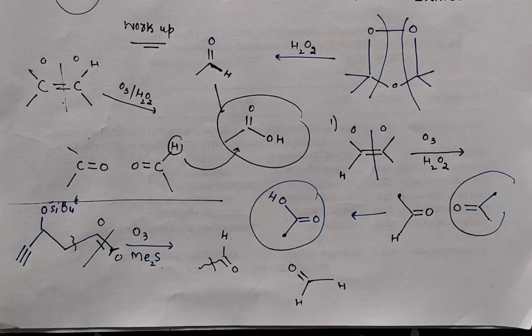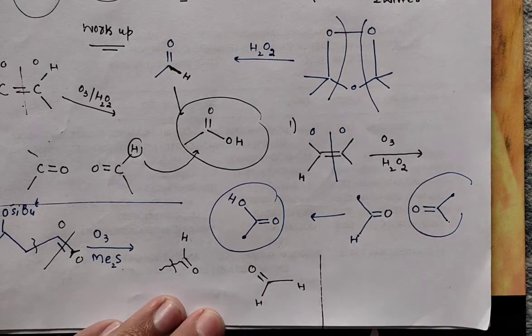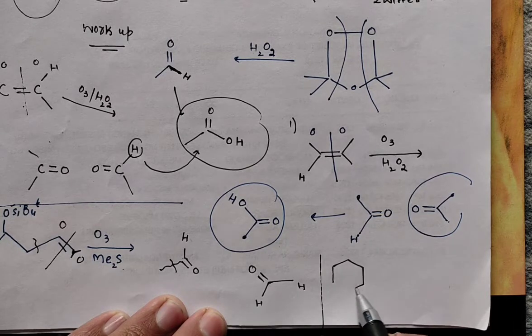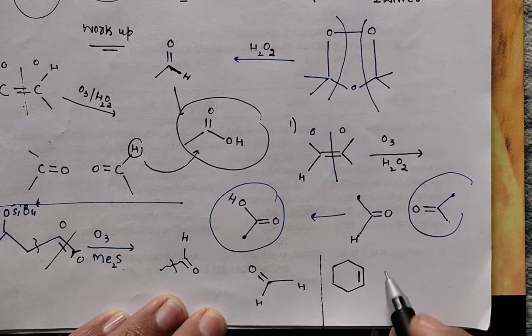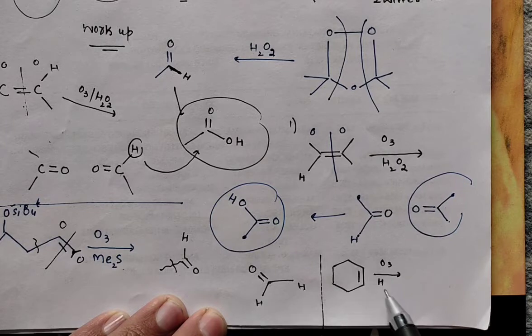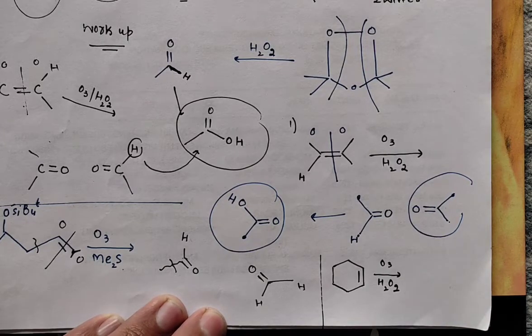Let's take some more examples. Let's have a transformation like this. Cyclic double bond here. So it's shown that you are adding ozone in presence of peroxide. So we have to remember that using ozone in presence of peroxide is oxidative cleavage.